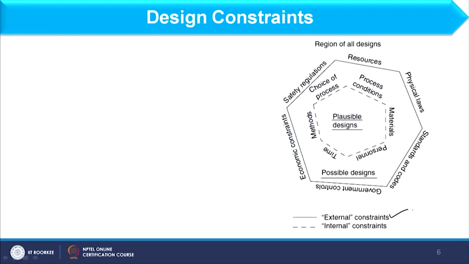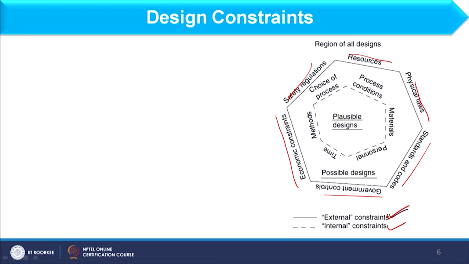If you see this image, here I am having external constraints and internal constraints. External constraints are shown with the solid line, as you can see the outer periphery. And similarly the dotted line, which is the inner periphery, is showing the internal constraints.